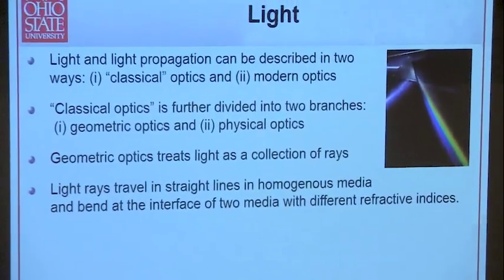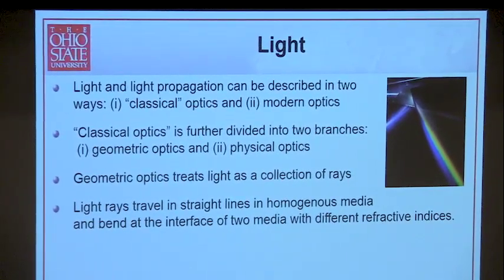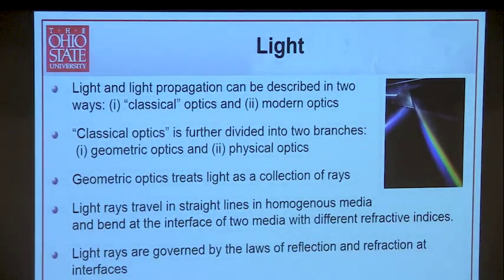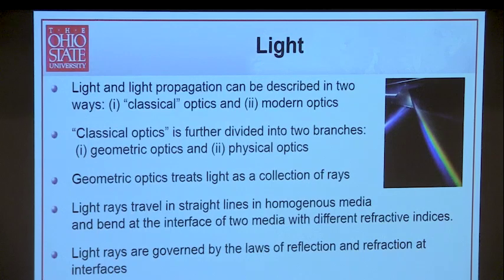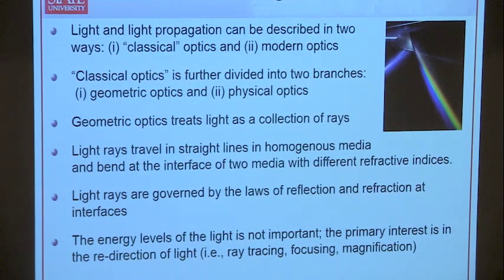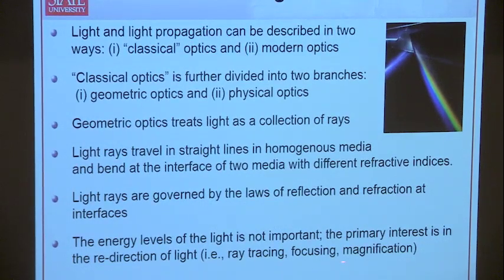Geometric optics treats light as a collection of rays. That's it. Light travels in straight lines in homogeneous media, and when you have two materials with different refractive indexes, the rays bend. That's really what happens. They're governed by laws of reflection and refraction, and essentially the level of energy is not important. It's just how you get a ray from one place to the other, and it's really governed by Fermat's principle, which we'll talk about. This is the primary interest when we're dealing with things like focusing, magnification, that level 1 of optics. How do you set things up?